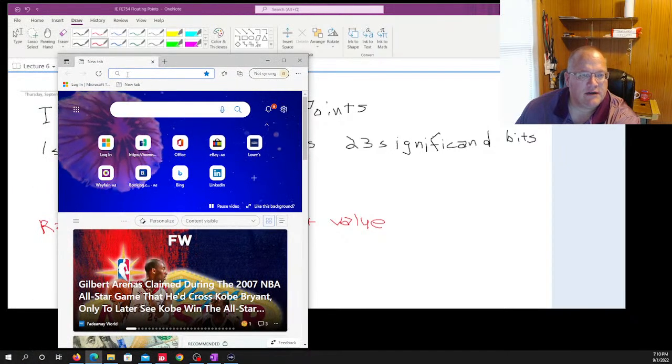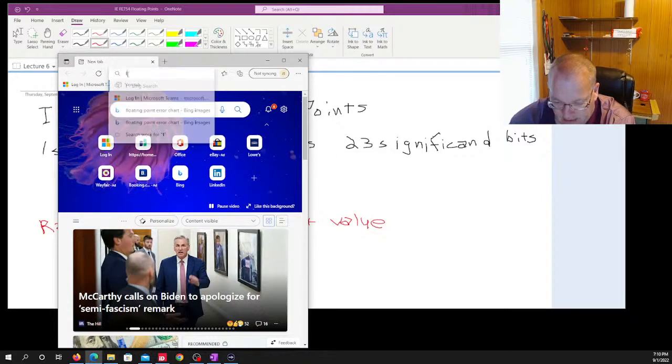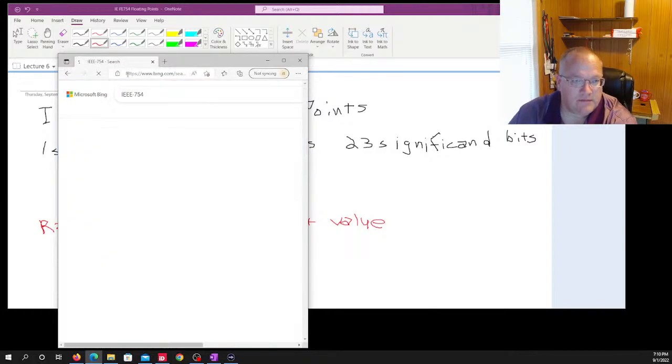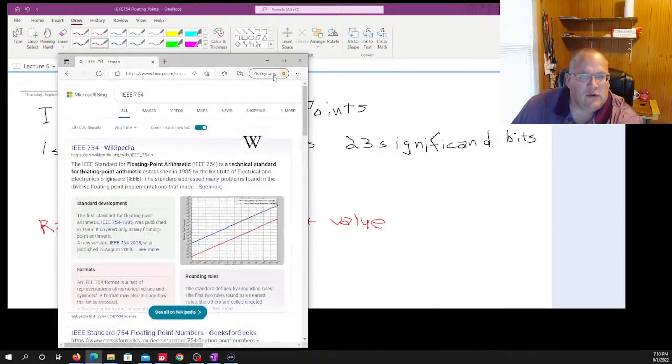Let's bring this over here, and what are we going to get? So we get IEEE-754 floating point.